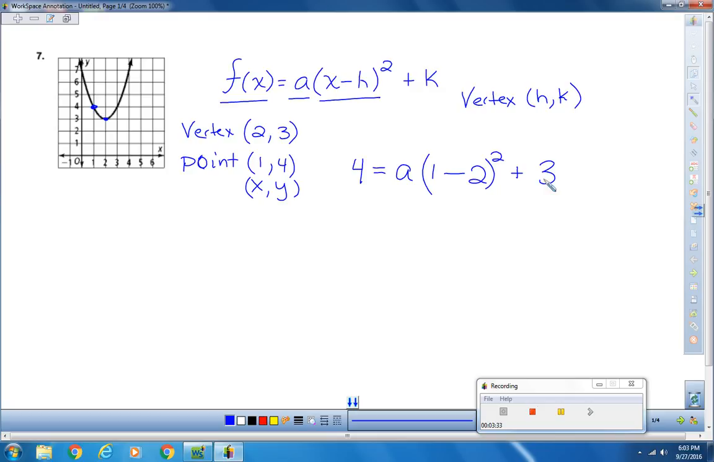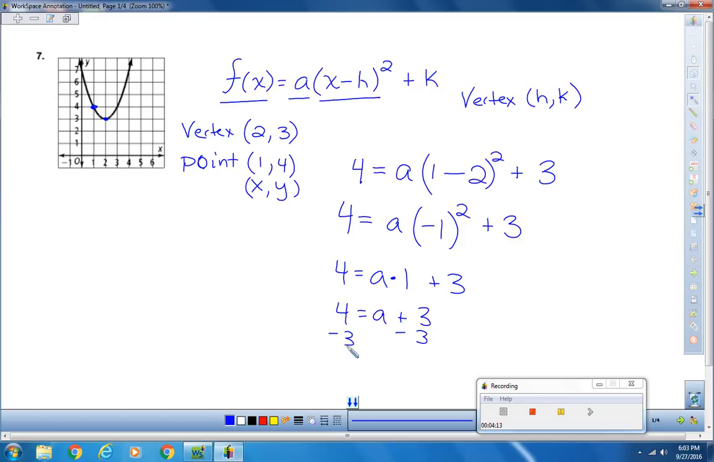And we remember our order of operations. We have to do the parentheses first. So I have 4 is equal to a times (negative 1) squared plus 3. Now I've solved what's in parentheses, so I have to do the exponent. I have 4 equals a, and negative 1 squared is just a positive 1, plus 3. I don't have to write a times 1, so I can just say 4 is equal to a plus 3, because 1 times a is a. Subtract 3, and I get a is 1.